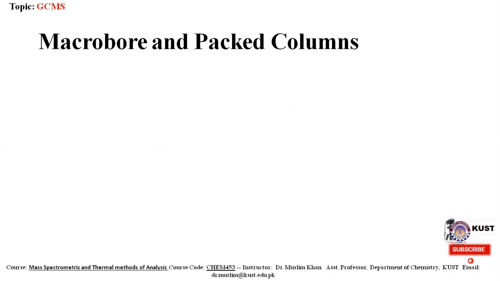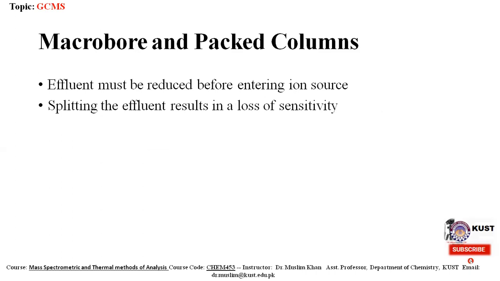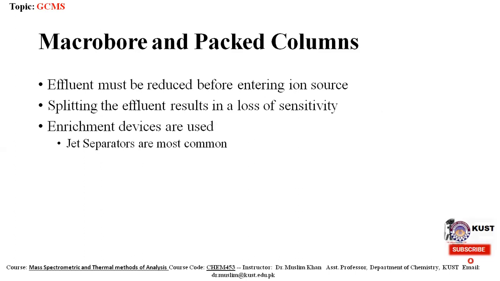Macrobore and packed columns: the effluent must be reduced before entering the ion source. Splitting the effluent results in a loss of sensitivity, so enrichment devices are used. What are the enrichment devices? Jet separators are the most common enrichment devices used in GCMS.